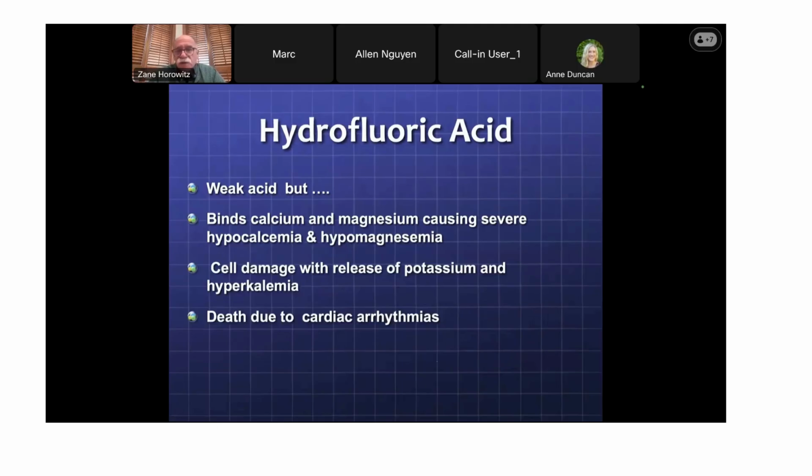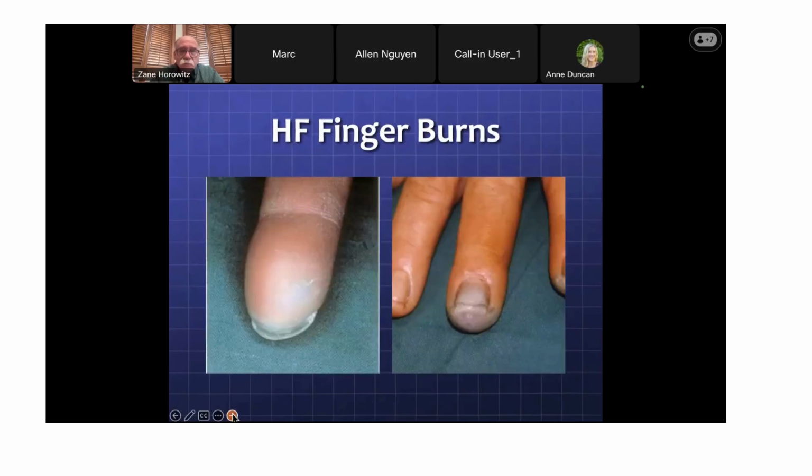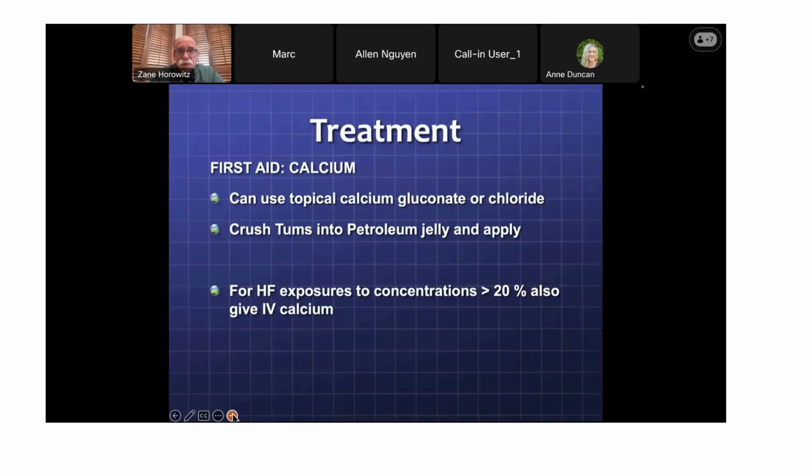And later, as cell death happens, they release potassium, enhancing the arrhythmogenic potential. People who drink this, not so much to get it on their fingers, but drink this, usually die between 6 and 12 hours after ingestion from an arrhythmia, not from esophageal injury or a burn. And we showed you some pictures of what they look like yesterday.